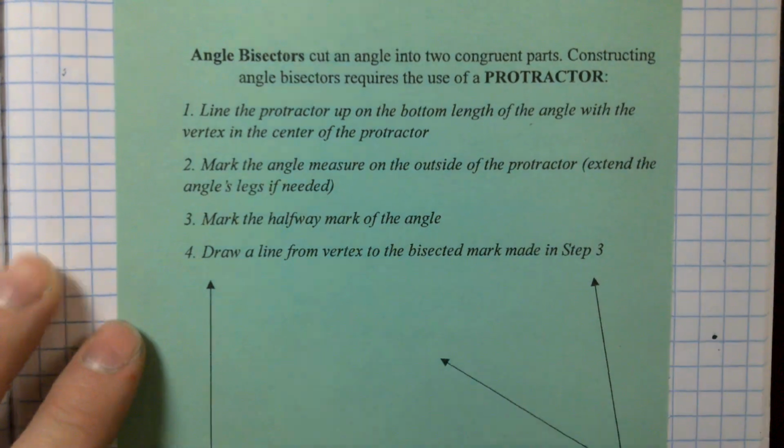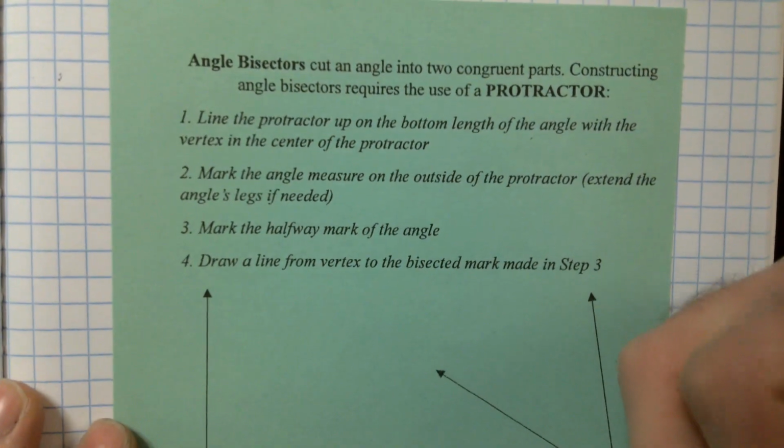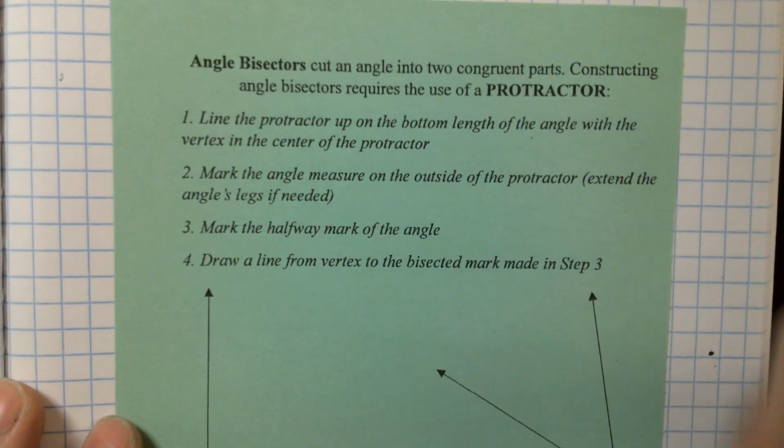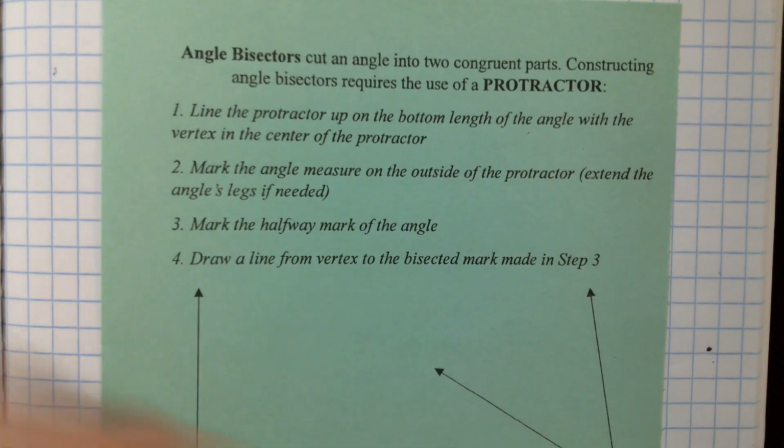So, angle bisectors, they cut an angle in two congruent parts, right? We're going to construct our own using a protractor. Here's how we're going to do it. Three easy steps... you might need a protractor. Yeah, okay, I'll pause it.